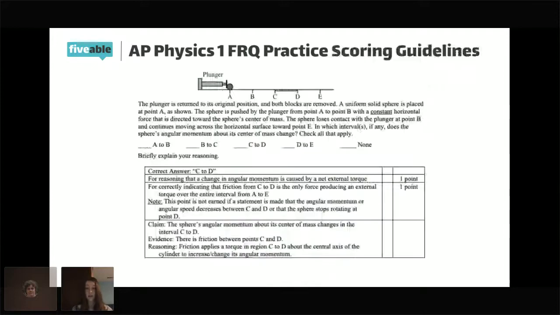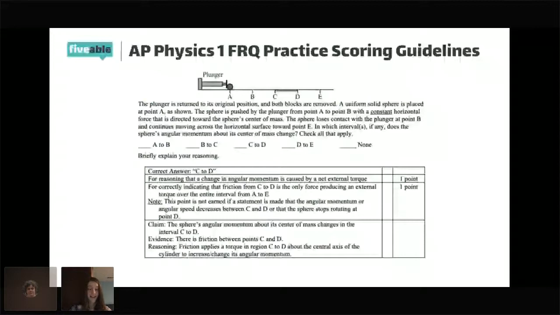So someone asked, why does the plunger provide an external torque? I kind of answered it. But basically, the force from the plunger is directly to the right, which is... trying to think of how to really answer this.